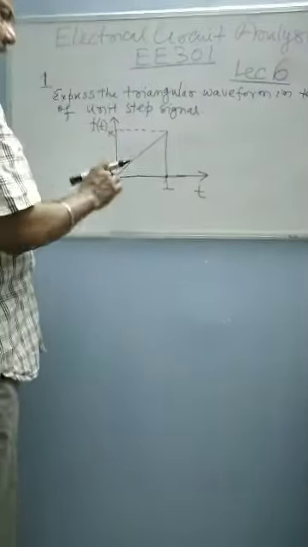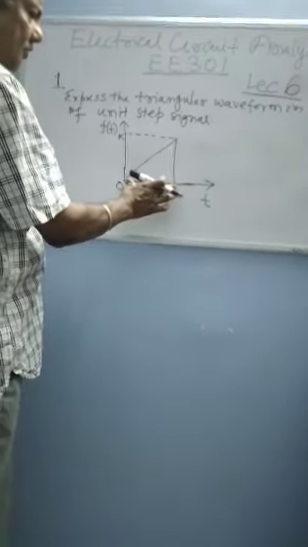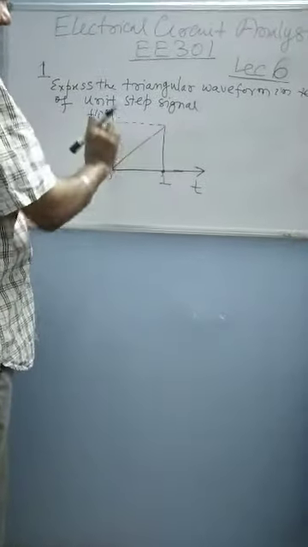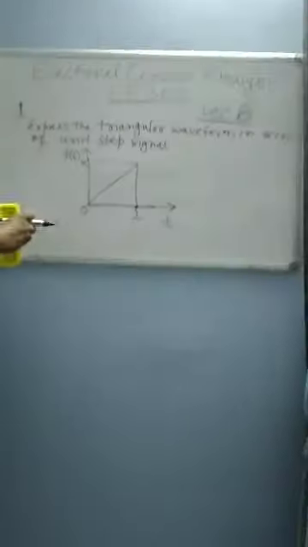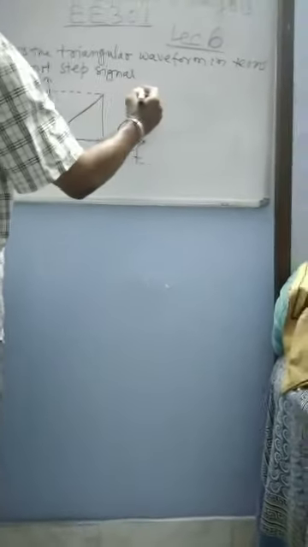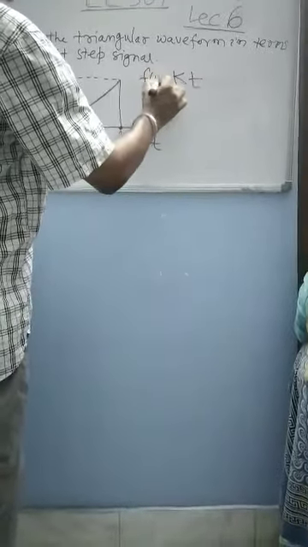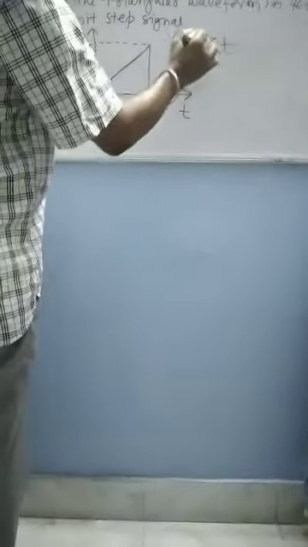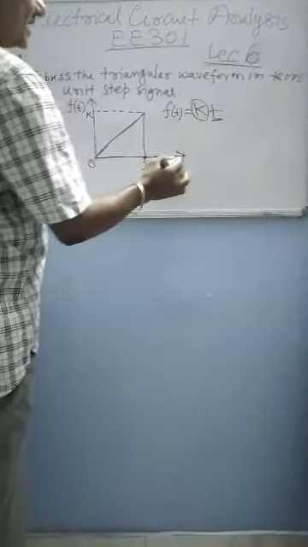Now you see, this signal is starting from 0 and ends at 1. What is the magnitude? Magnitude is k. So directly you can write in this way, what is the equation of this straight line? The equation of this straight line is, f of t is kt, like mx, where m is the slope. And the x-axis is your t-axis.